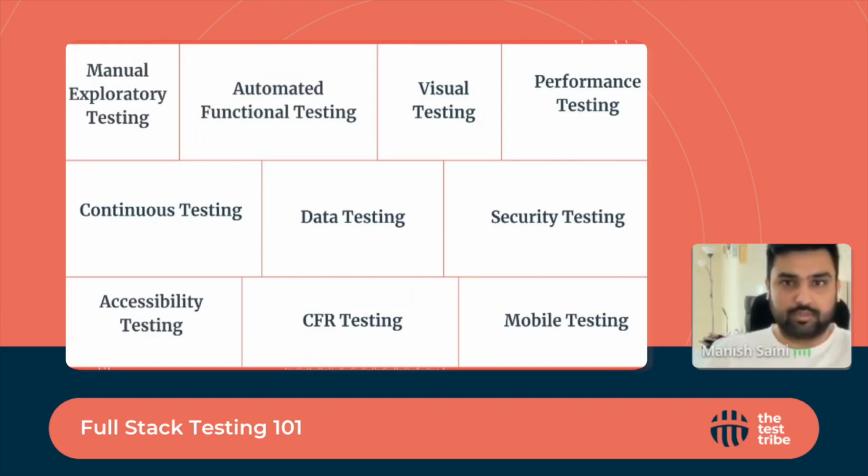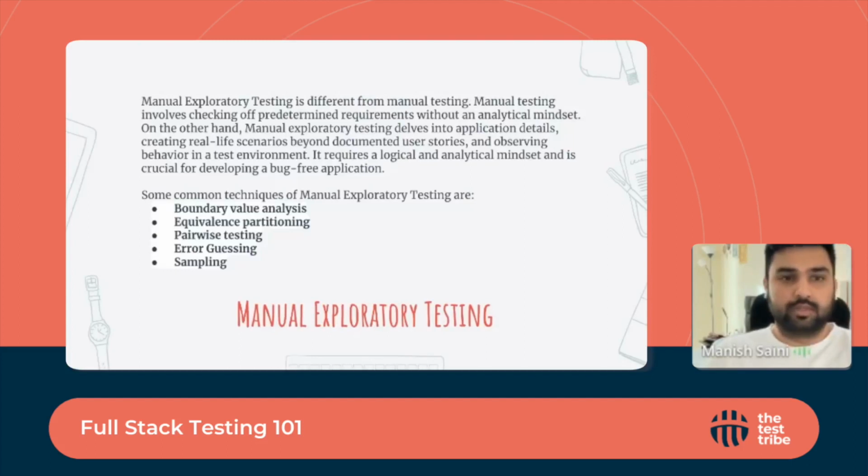So let's move on. First is manual exploratory testing. Manual exploratory testing is way different from manual testing. Manual testing, or functional testing, involves a set of requirements that need to be checked. It can be our user story, it can be our feature. So we have a feature or user story in our sprints that needs to be checked functionally. That part we do in our manual or functional testing.